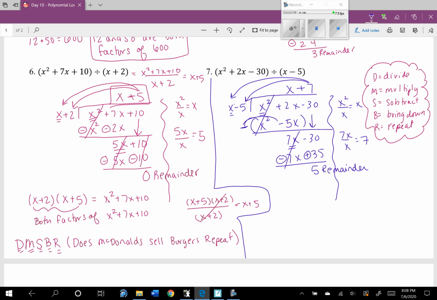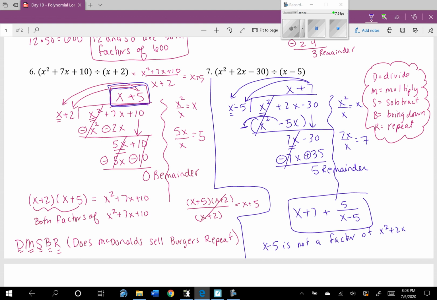So the way that we would actually write this would be x plus 7 plus the remainder over our divisor, x minus 5. So this is the solution. Whereas up here, our answer was just x plus 5. This one has a remainder, so that 5 could not go into the x minus 5 anymore. That's why we wrote it over that. So that means that x minus 5 is not a factor of x squared plus 2x minus 30.